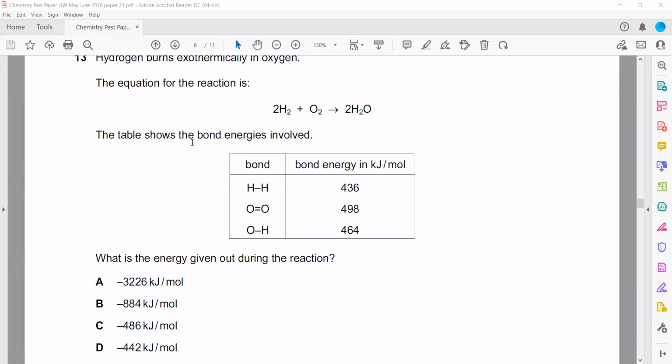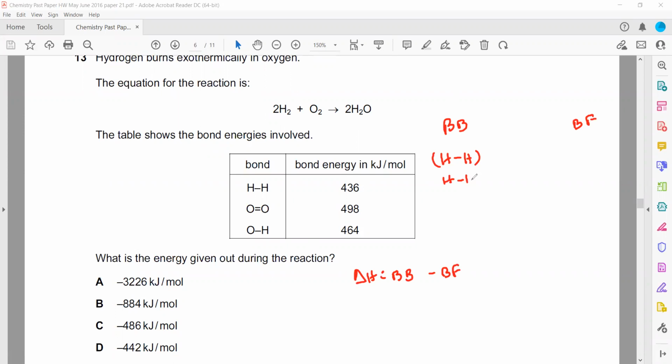The equation for a reaction is shown. The table of bond energies is given. What is the energy given out? So we have to find the bond breaking energy and bond forming energy, and the energy change, enthalpy change, is equal to bond breaking minus bond forming. So for bond breaking, we are breaking hydrogen bonds in how many of them? Two of them. Two molecules are there.